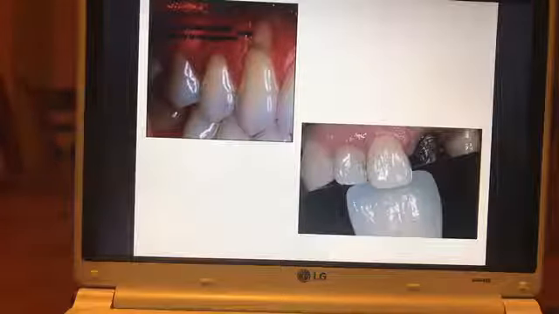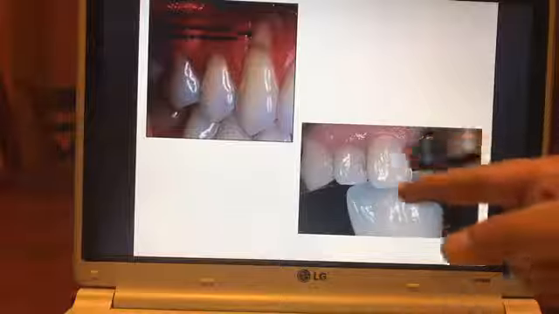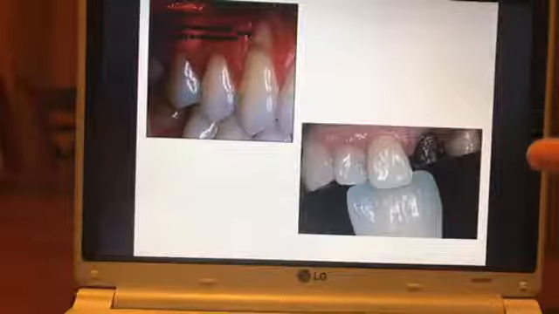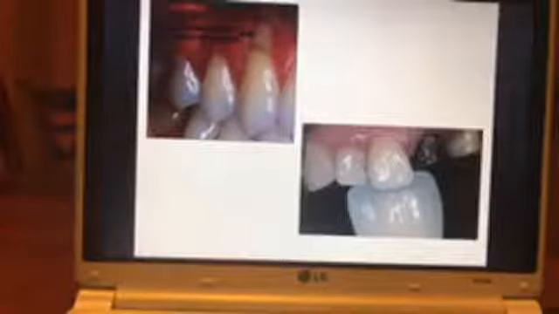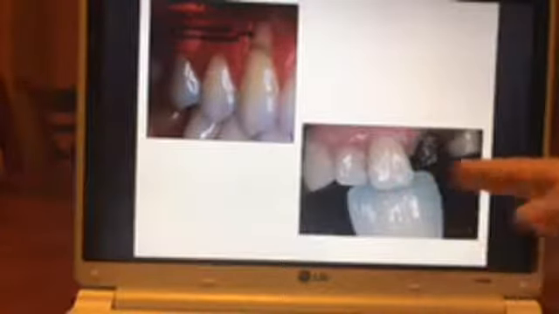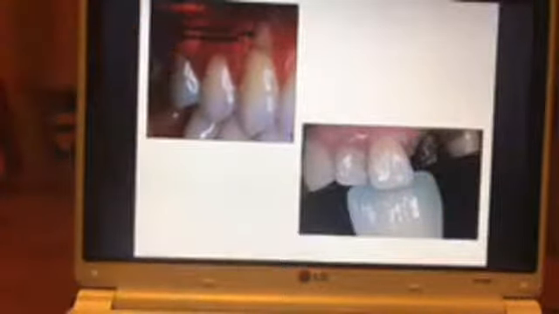Why? Because different anatomy of the tooth can reflect different light. So the anatomy is as important, if not more important, than the color selection, to have a good color and an invisible restoration. You have to make a good anatomy. You have to reflect the light the same way you see it.